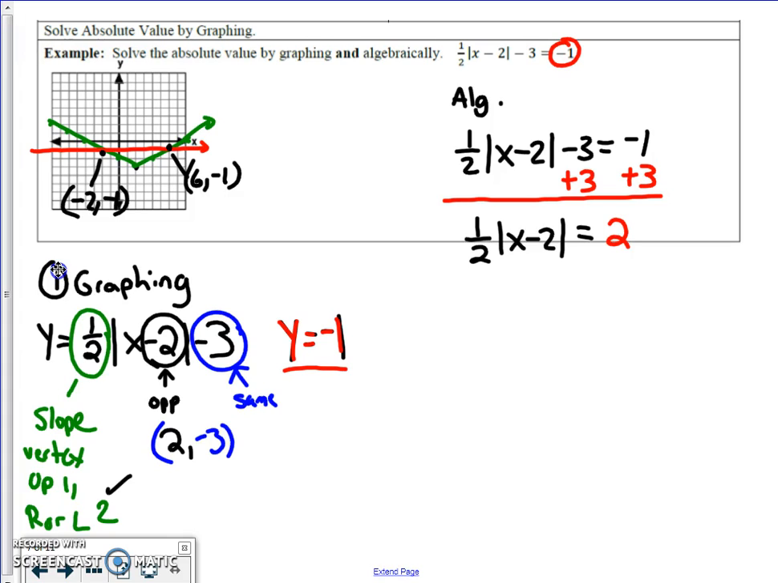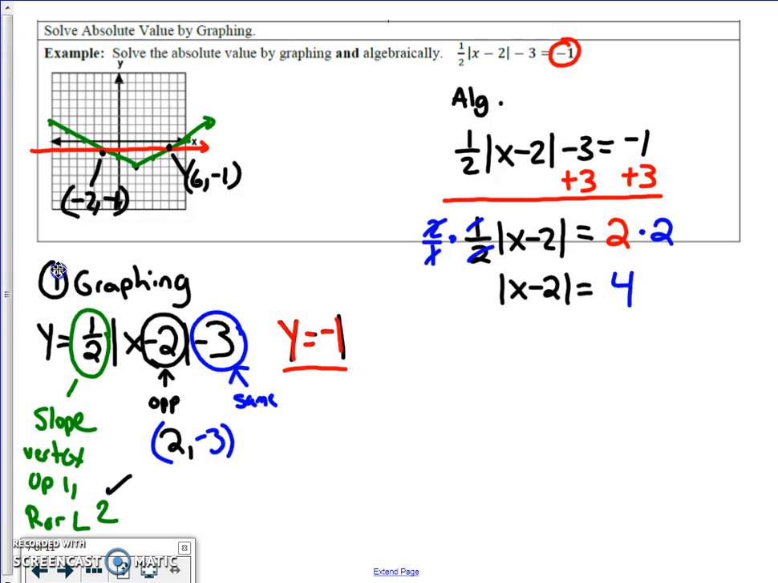I now have to undo my multiplication of the 1/2. It's the same as multiplying by my reciprocal, so I'm going to multiply both sides by 2. 2 over 1 is 2. That cancels out my coefficient, leaving me with a coefficient of 1. So I end up with the absolute value of x minus 2 is 2 times 2, which is 4.